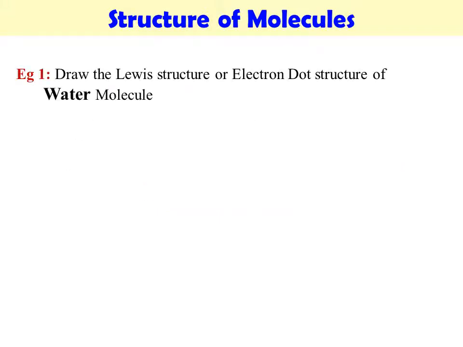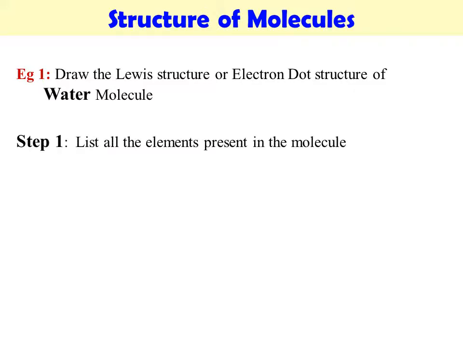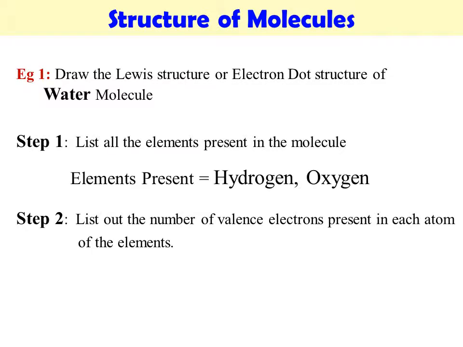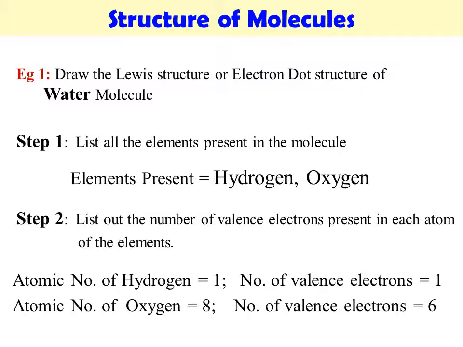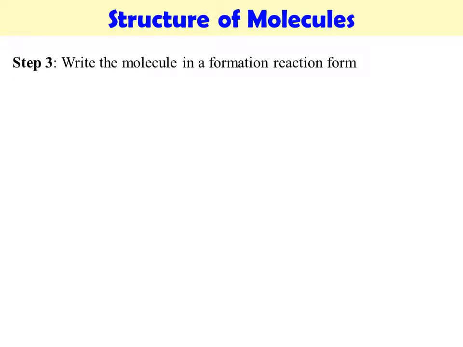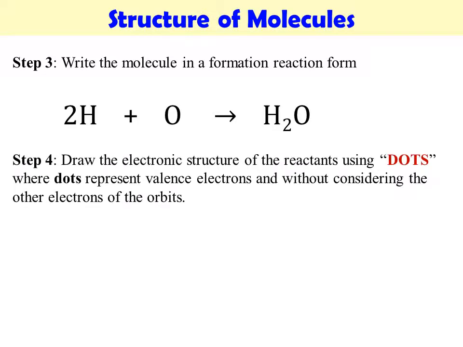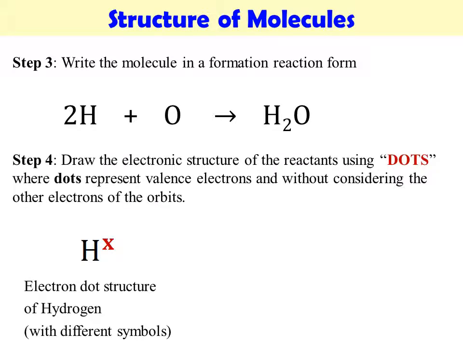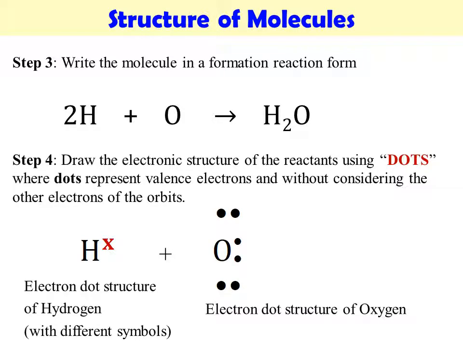We will consider an example: the Lewis diagram, the electron dot structure of a water molecule. All the elements present in the molecule are hydrogen and oxygen. The valence electrons in each atom of the elements: hydrogen, atomic number 1, number of valence electrons 1. Oxygen, atomic number 8, number of valence electrons 6. Now to write the molecule in the formation reaction form, that's 2H plus O giving H2O. With the dots electron representation, that's the hydrogen electron dot structure with different symbols, followed by oxygen, the electron dot structure of oxygen.